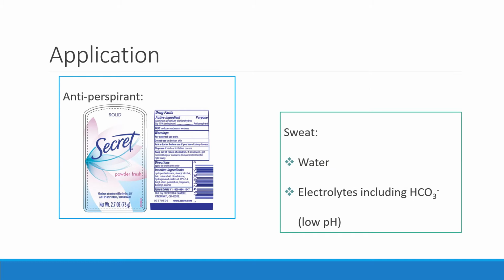One application for aluminum clusters is antiperspirant. Antiperspirant is composed of aluminum chloride with a little bit of the amino acid called glycine, and sweat is composed of water with a small amount of electrolyte such as bicarbonate, which makes it slightly acidic. When antiperspirant is applied, it dissolves into the water and forms clusters which clog up the sweat ducts to prevent sweat from leaving the body.